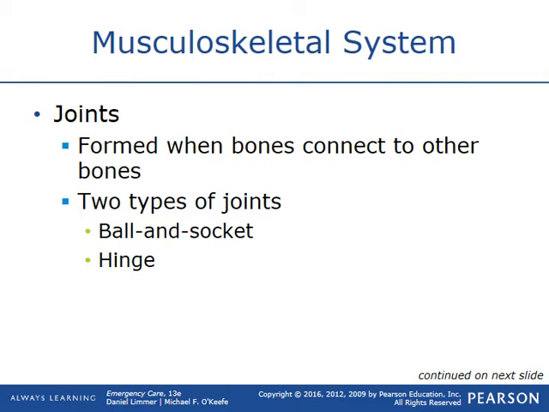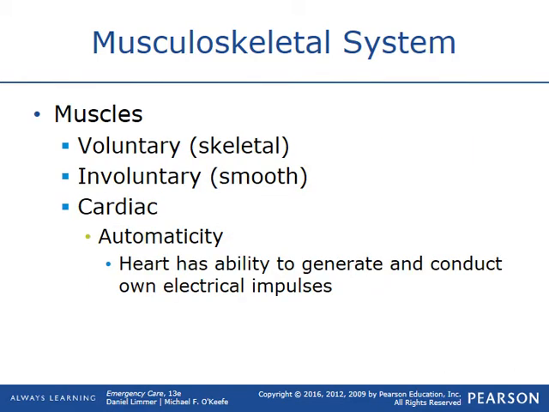Joints are formed when bones connect to other bones. So there's a couple different types of joints. There's ball and socket joints and hinge joints. Different types of muscles include voluntary, or your skeletal muscles, your involuntary, or your smooth muscles, and your cardiac muscles, which have automaticity, which means that the heart is able to generate and conduct its own electrical pulses.